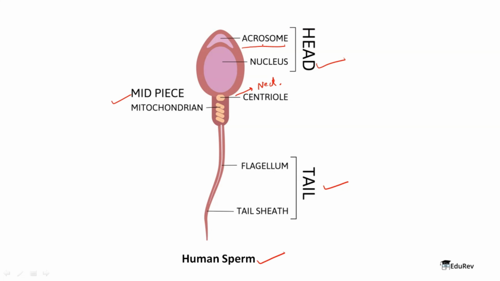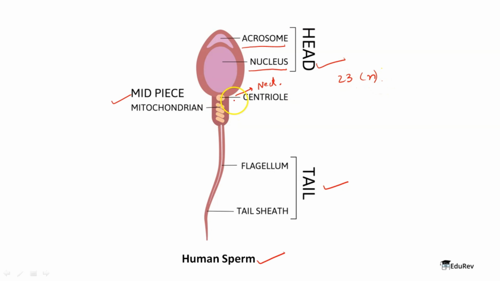Besides the acrosome, the head region contains the nuclear content of the sperm also. So this is the nucleus of the sperm. It is shown here. So how many chromosomes will be there inside the nucleus? The answer is 23. That means the condition is n condition, right?